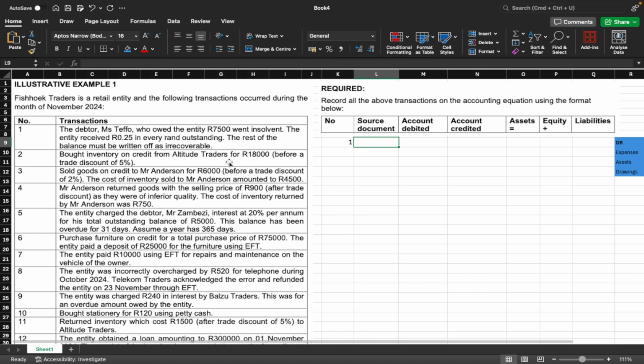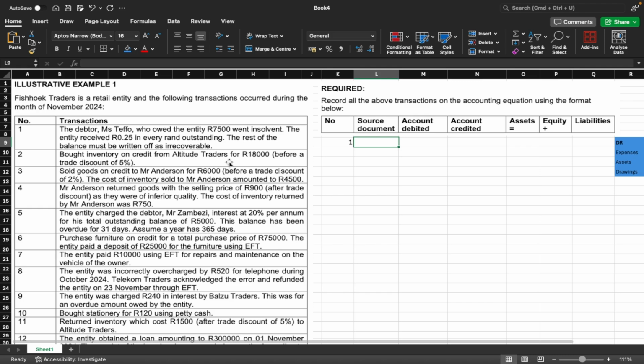Well, the first one, what is the debit and what is the credit? What accounts are involved? Well, for the one where we're receiving 25 cents in every rand, bank is involved. Whenever you receive money or pay money out, bank is always going to be involved. For every other transaction, whenever we pay for something or receive money, it doesn't matter what it's for, we have to put bank as one of the accounts. And so in this case, yes, we have bank as one of the accounts.